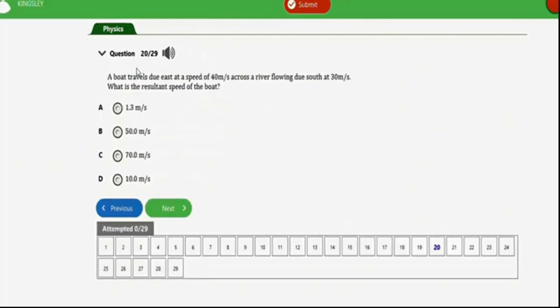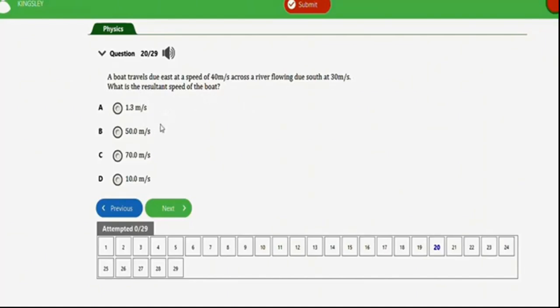It says a boat travels due east at a speed of 40 meters per second across a river flowing due south at 30 meters per second. What is the resultant speed of the boat?